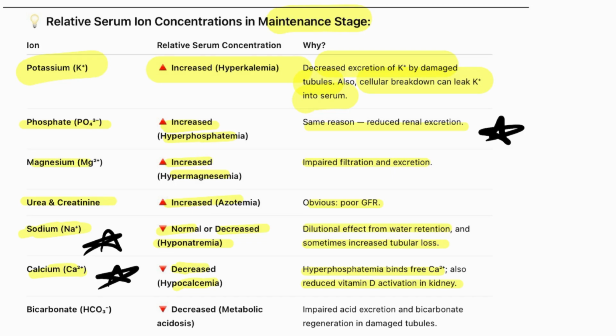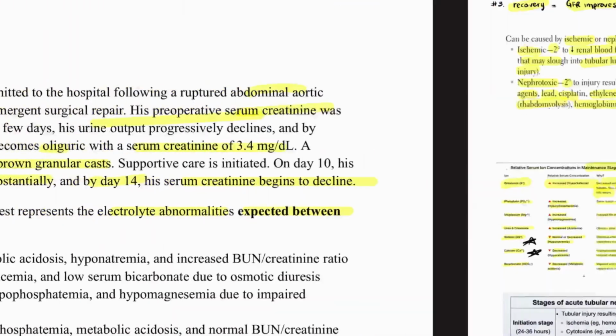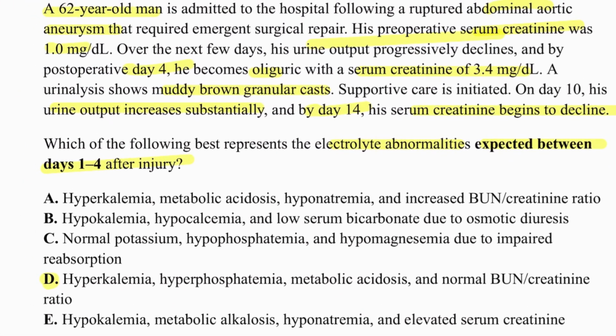And then you have bicarb. Bicarb is also decreased, and that explains the metabolic acidosis that we see in the maintenance stage. And then you have impaired acid excretion and bicarb regeneration in the damaged tubules. So let's go back to the question, why is D the correct answer? We have hyperkalemia. That makes sense. Your body is unable to excrete it. You have hyperphosphatemia, same reason, metabolic acidosis, and a normal BUN creatinine ratio.